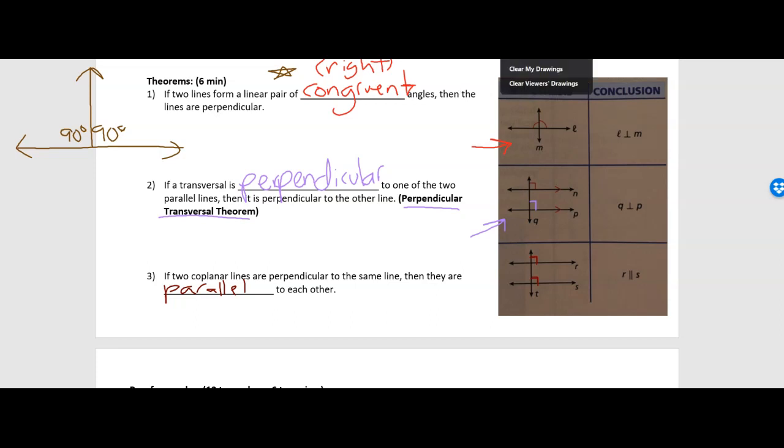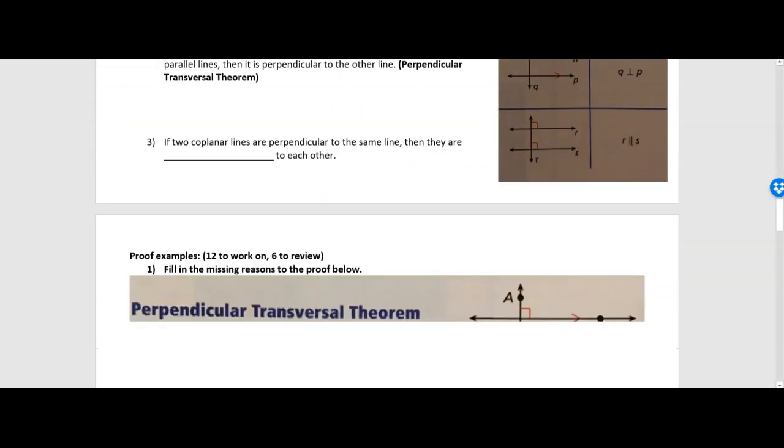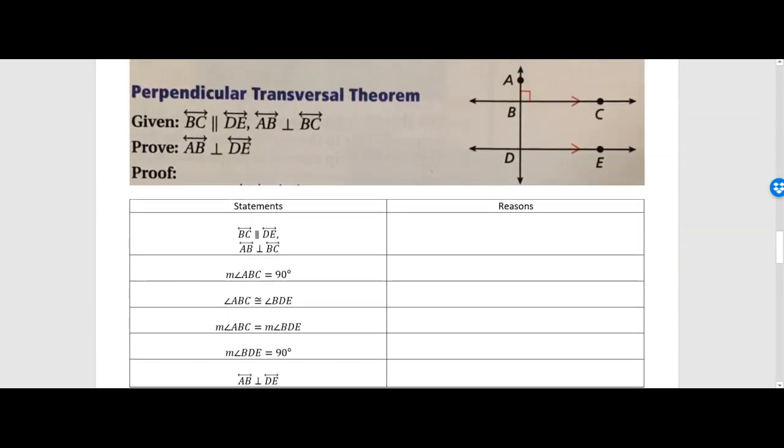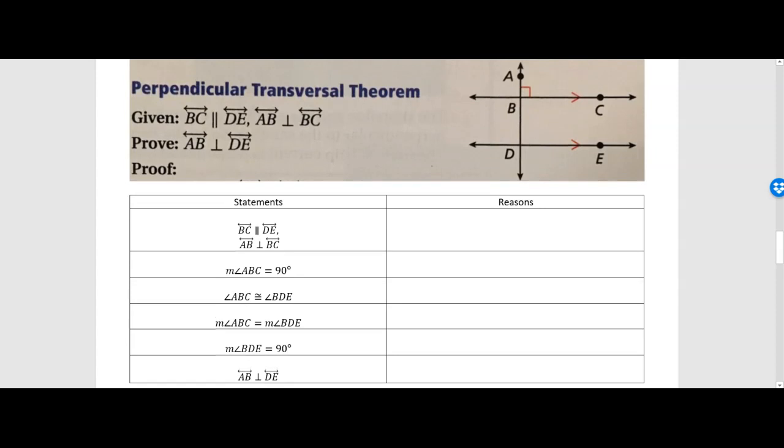Let's go and look at a proof, though. I think we're going to prove the perpendicular transversal theorem. So we're going to prove theorem number 2. All right, it looks like I can squeeze everything on there. Okay, so like I said, we're going to prove the perpendicular transversal theorem.